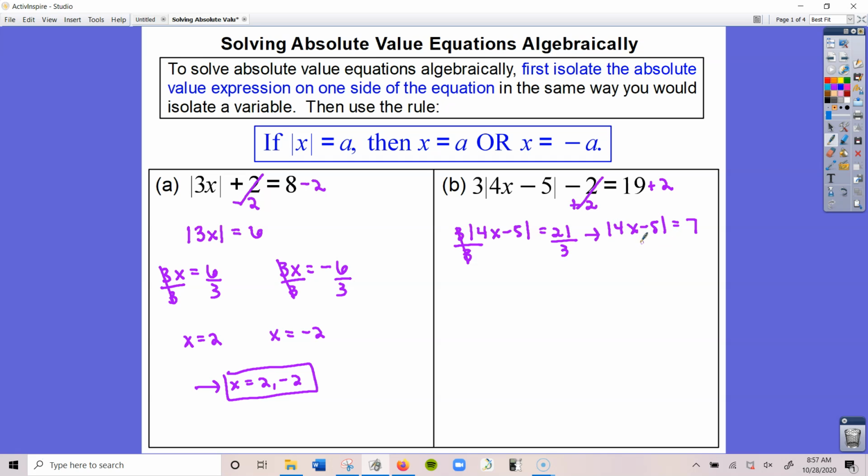Now that I have the absolute value part alone, I'm going to write my two equations. So remove the absolute value bars. We're going to keep one answer positive. And then we're going to make the other answer negative. From here, we solve for x. So I'm going to add 5 to both sides.